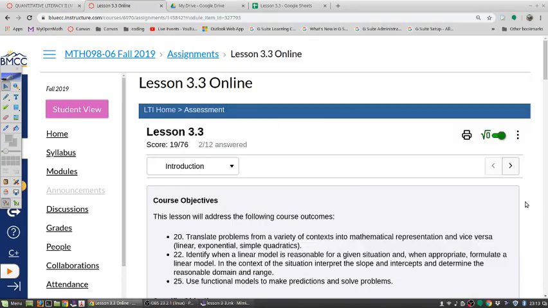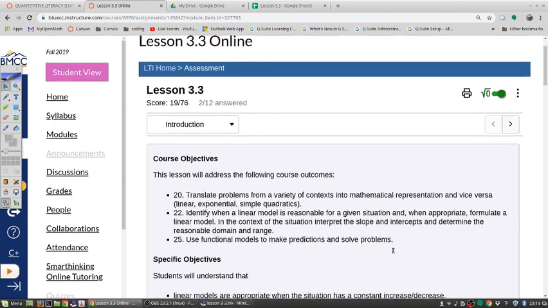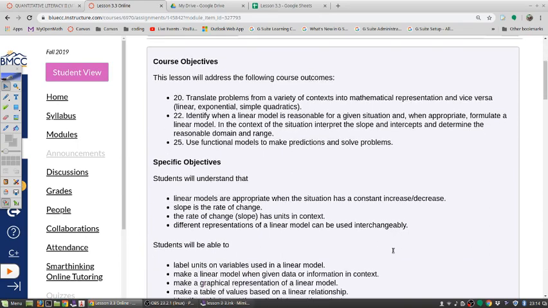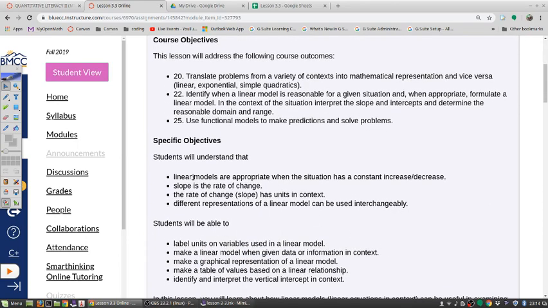Welcome to lesson 3.3. On this lesson, we're going to look more at change, and we're going to translate some problems in a few different contexts into mathematical representations. We're going to identify when a model is linear and interpret the slope and the y-intercept. And we're going to use functional models to make predictions. The main idea here is playing with linear models. Slope is a rate of change, and that rate of change has units that are important.